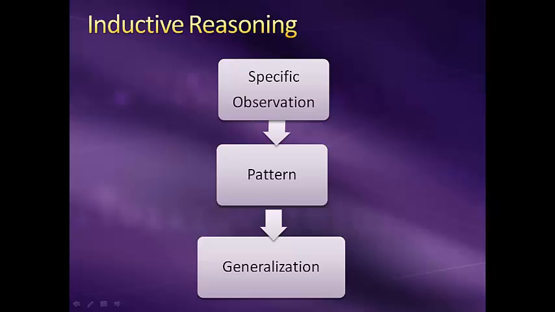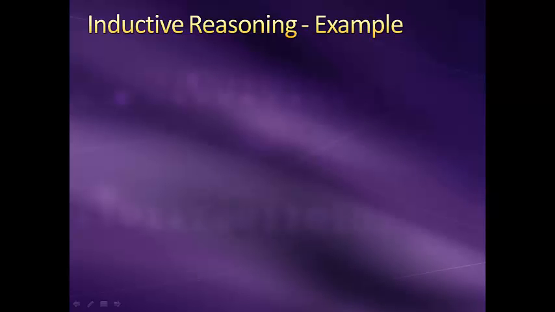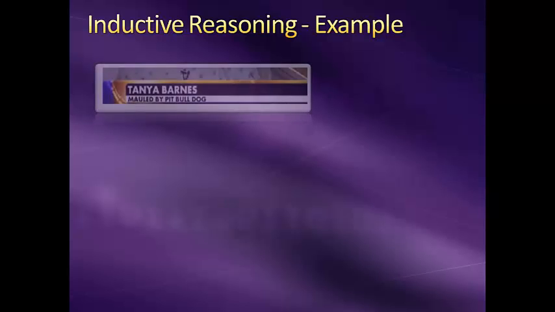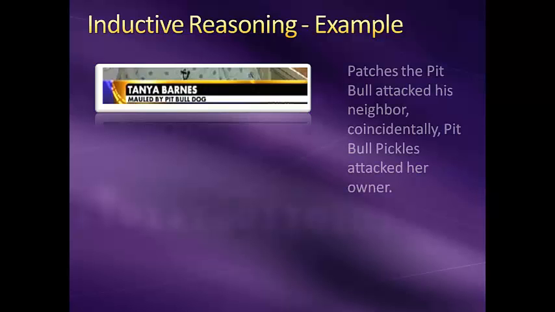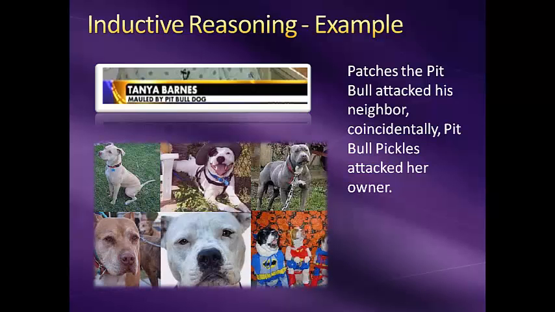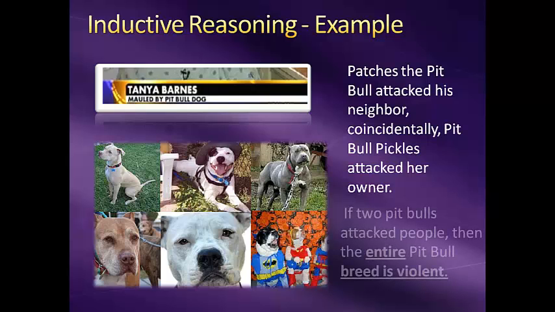We use this type of reasoning in our everyday lives. Inductive reasoning is often applied to pit bulls. An example of inductive reasoning would be, Patches the pit bull attacked his neighbor. Pickles attacked her owner. If two pit bulls attacked people, then the entire pit bull breed is violent. The inductive reasoning occurs because there were two specific observations that were then applied to a generalization.